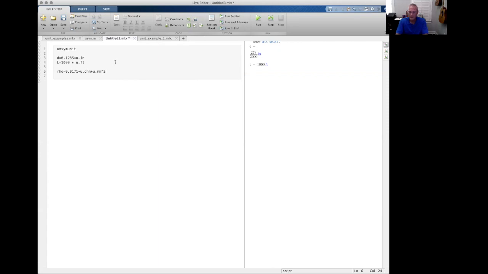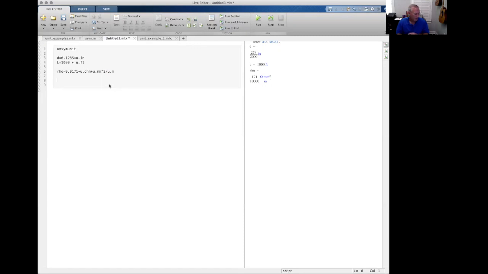Shift 6 gives you the squaring operator in MATLAB. And you can divide by units of meters, okay? So when I hit run, it shows me the units showing up here to the right on the screen. It converted it to a rational representation, ohms times millimeters squared divided by meters, okay? So we put all the units in for everything that we're working on.